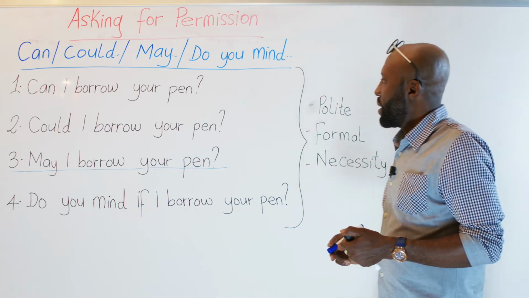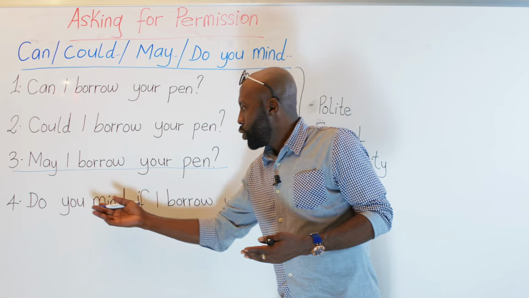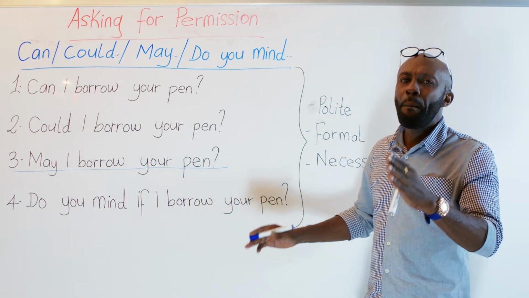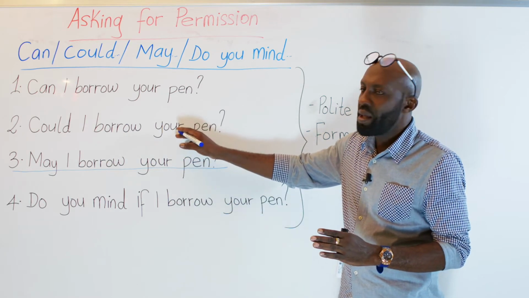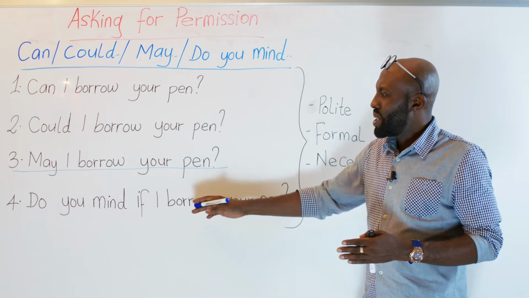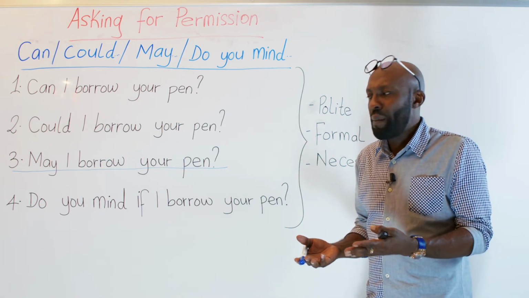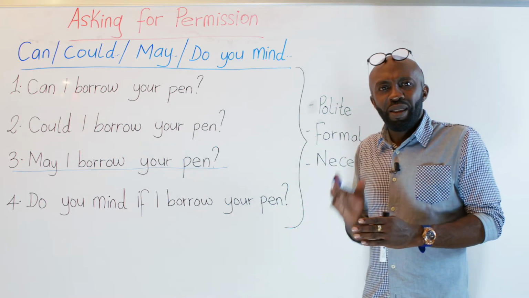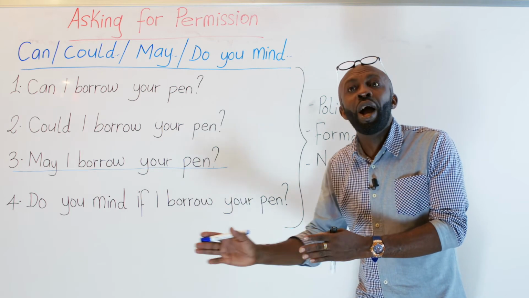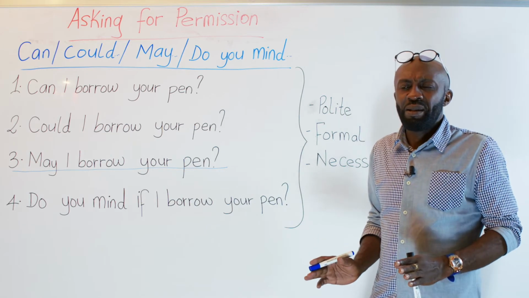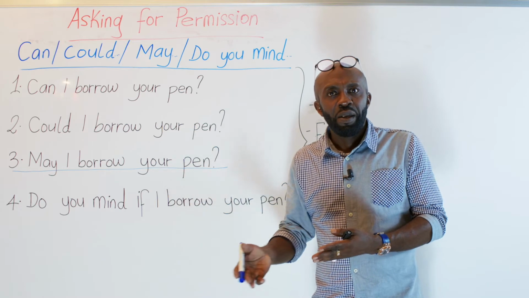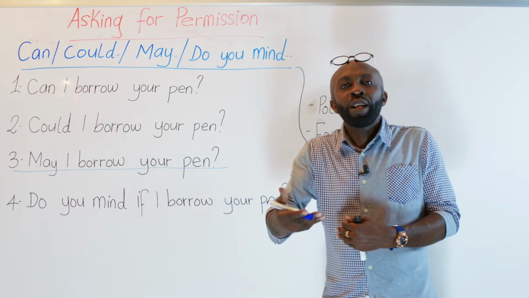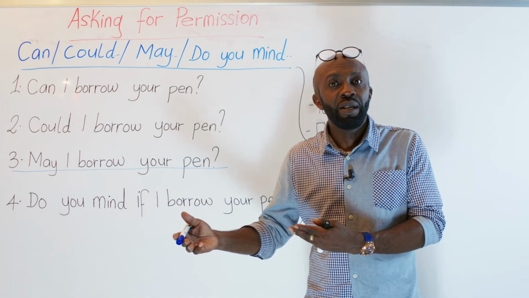And then the last one is, do you mind if I borrow your pen? This fourth sentence is even more polite and formal than 3 and 2. Here, you actually feel for the person. You're thinking that maybe you are disturbing the person. You really don't want to disturb the person, yet you want something. So you're putting it in such a way that the person shouldn't be angry or look at you as if you are intruding or disturbing whatever he or she is doing.